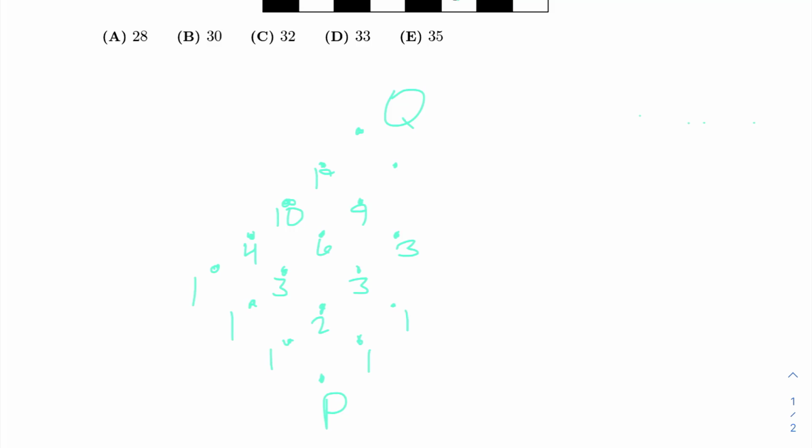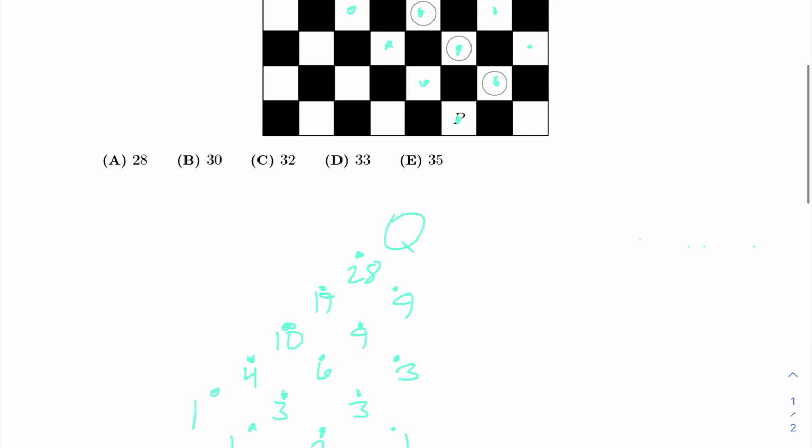There's 19 ways to get to this point, and only 9 ways to get to this point, because we can only get to this point by going to this point and going to the right. And finally, we can get to point Q by going to this point and going to the right, or this point and going to the left. 19 + 9 is 28, so our answer is A.